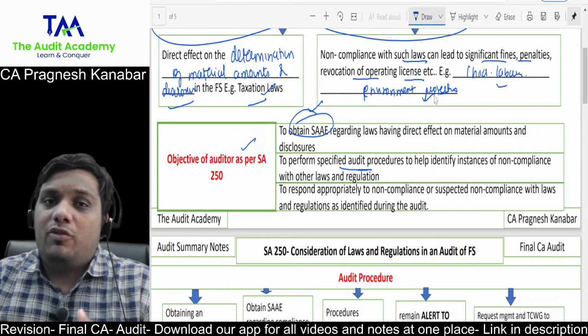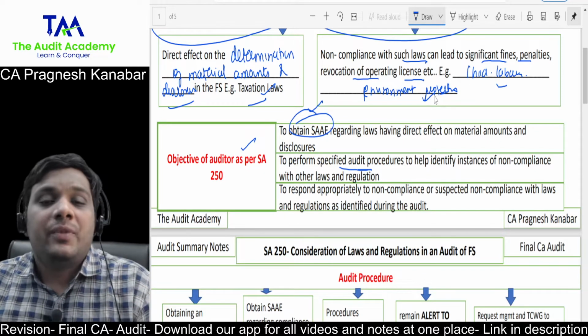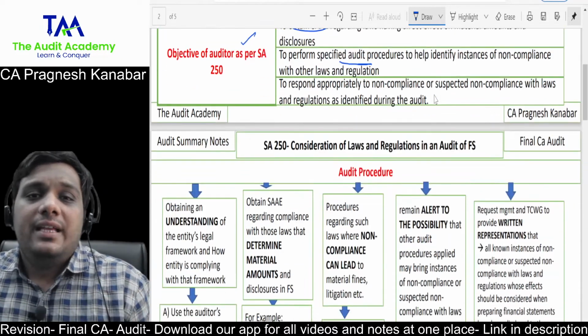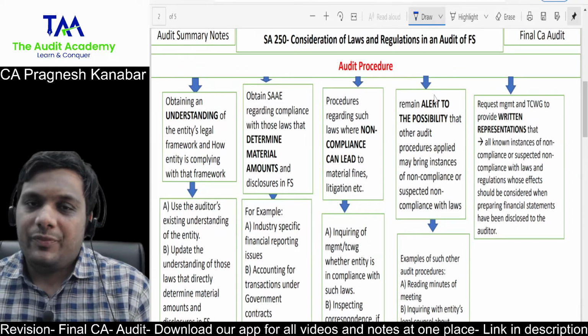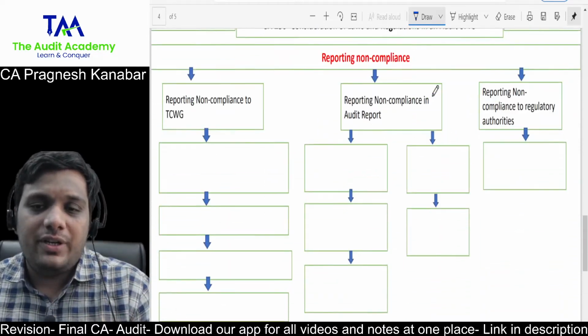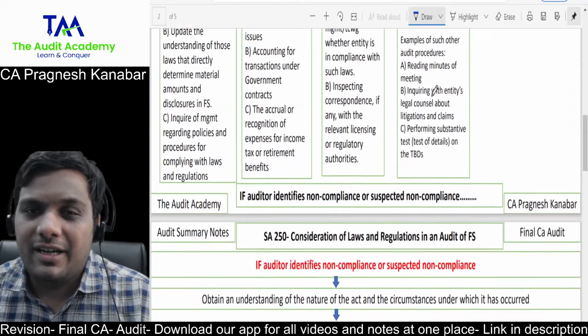And then if you find a non-compliance or a suspected non-compliance, how to respond to that, how to report that in our audit report, and what are the other reporting responsibilities. That is what SA 250 is worried about. All right, so there are two discussions on the procedural part of SA 250, and then there is one discussion on the reporting part of SA 250, and then we are done and dusted over here.